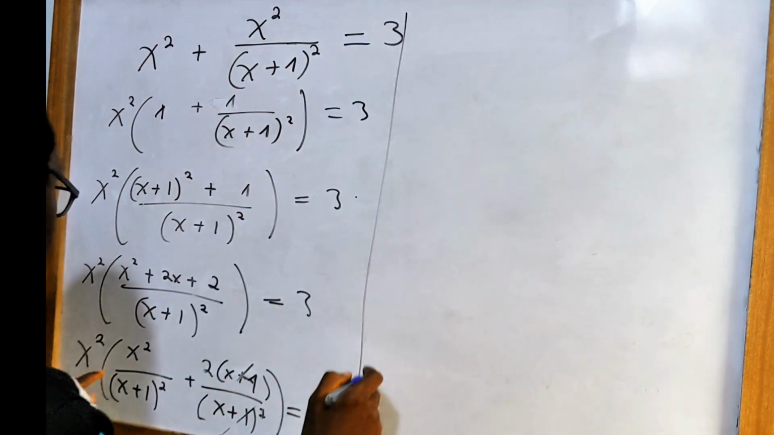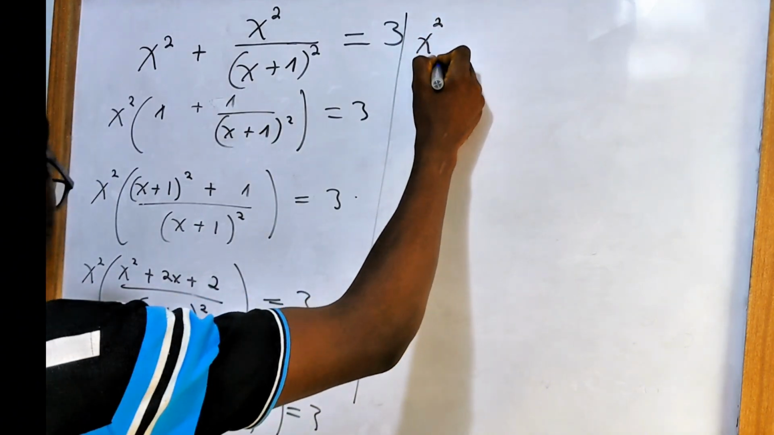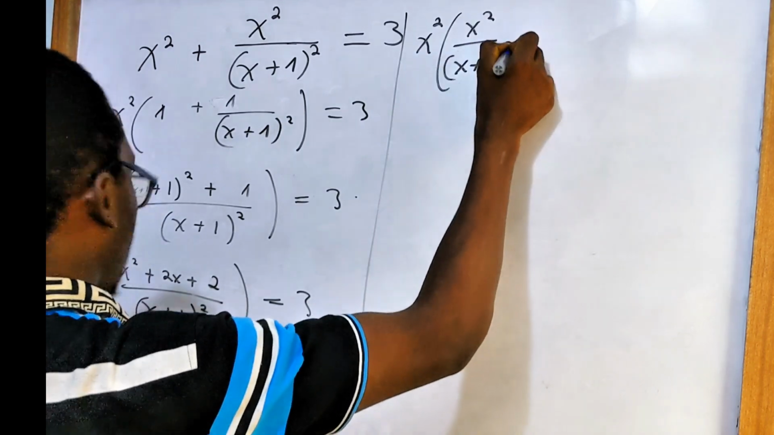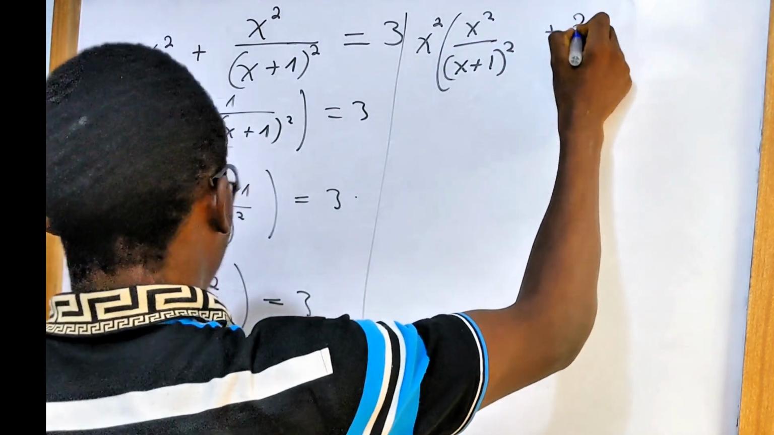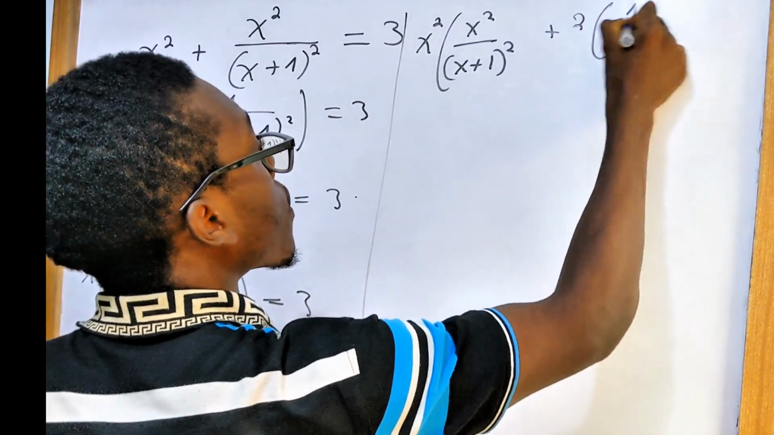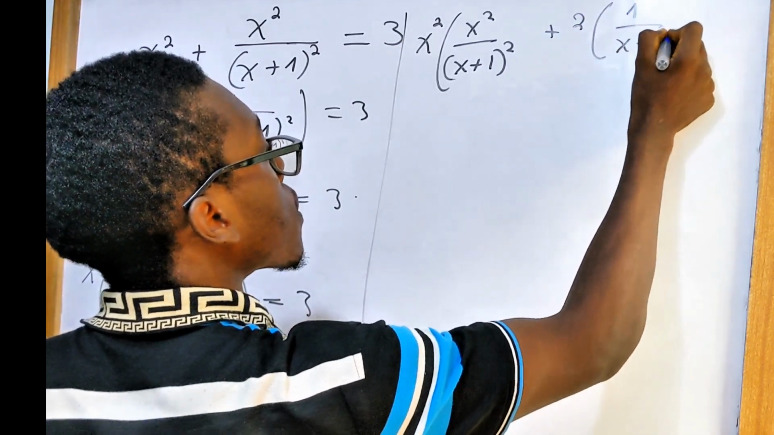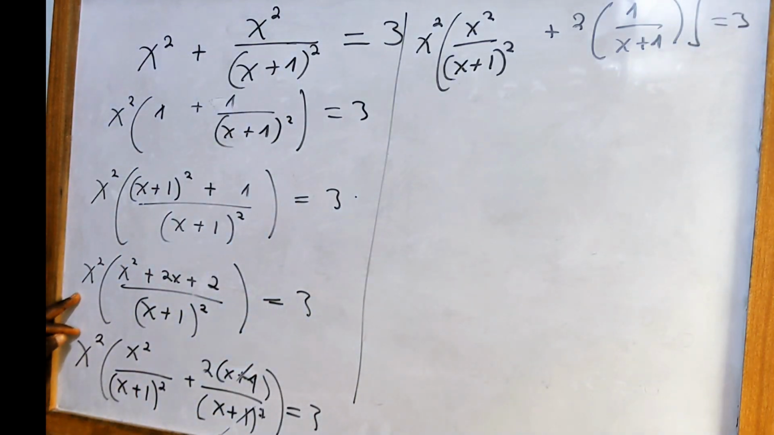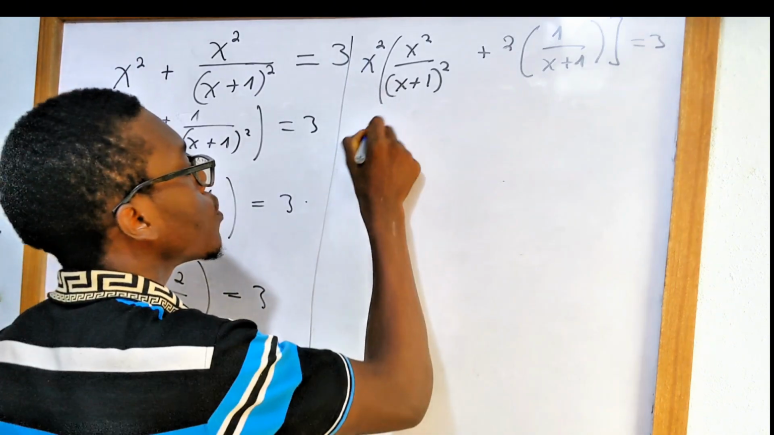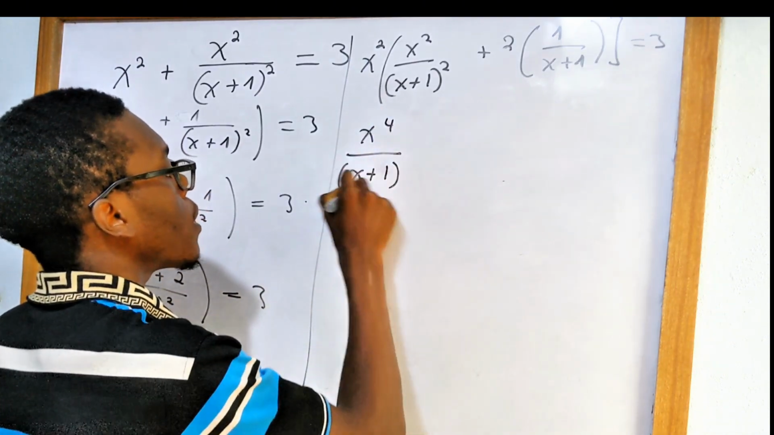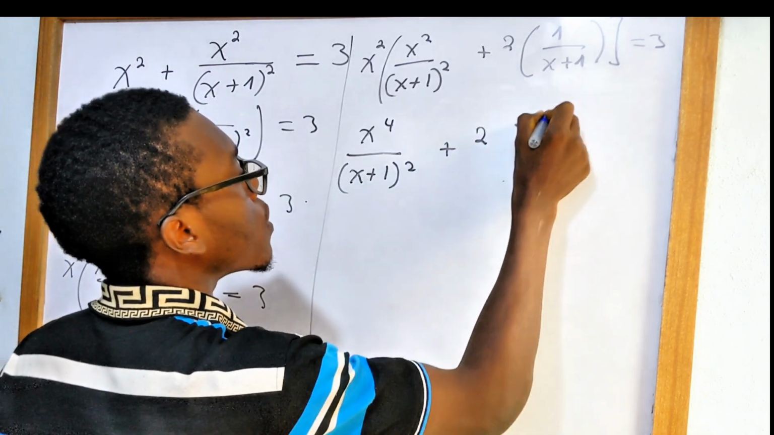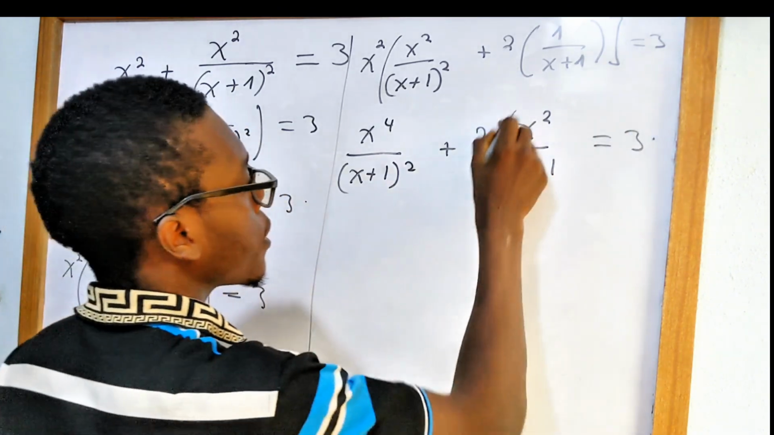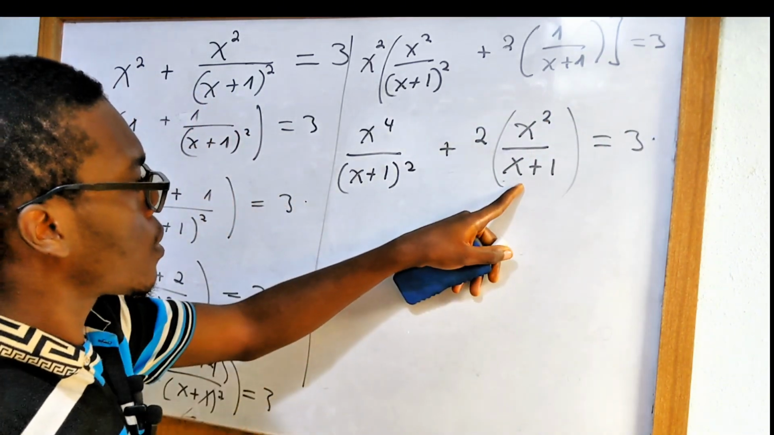We are going to be having now x square into x square all over (x + 1), all that square, plus 2 into 1 all over x + 1 equals 3. That's what we are having at this point. Now we are going to open this bracket to have x to the power 4 all over (x + 1), all that square, plus 2 into x square all over x + 1 equals 3. We can take this as ones, we can try to do that.